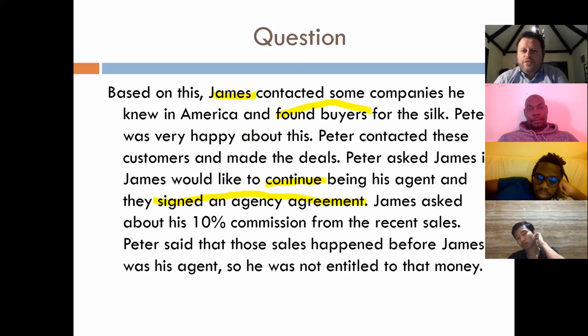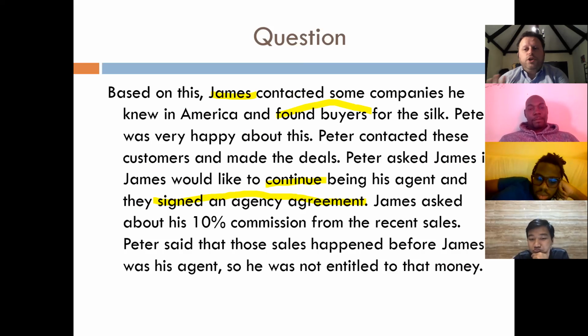And anyway, there's plenty of evidence. Peter contacted these companies and made the deal. As a lawyer, you could just call the companies and say, who contacted you first? And they would say, oh, this guy, James. All right, I mean, this won't be hard to prove.